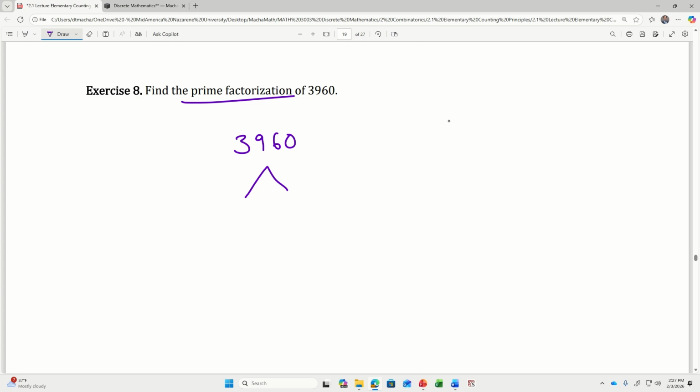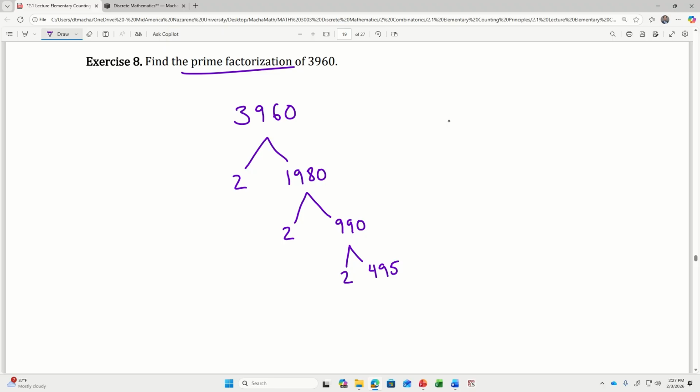Yes. Okay. What is 3,960 divided by 2? 1980. Okay, is that number divisible by 2? Okay. What is 1980 divided by 2? Is 990 divisible by 2? Yes, it is. Okay, 2 times what? 495. Is 495 divisible by 2?